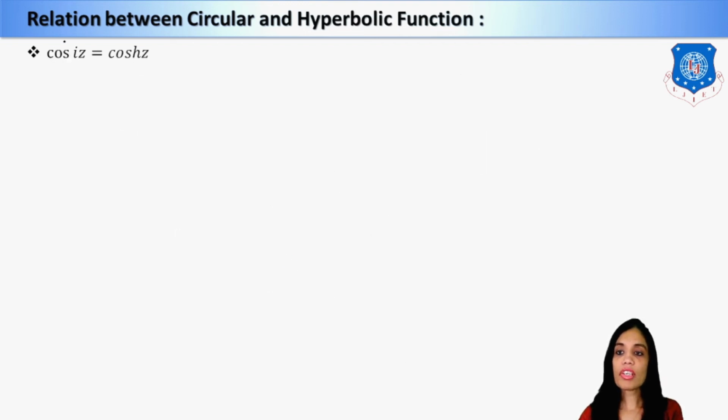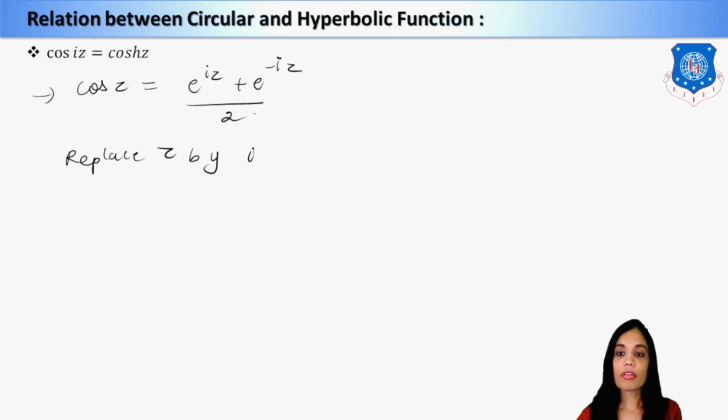Next, let us prove similarly that cos iz is equal to cosh z. So again we will use the formula of cos z, that is e raised to iz plus e raised to minus iz upon 2. Fine, now again replace z by iz. On replacing, what we will get? Cos iz is equal to e raised to, I am directly writing, i square z plus e raised to minus i square z upon 2.